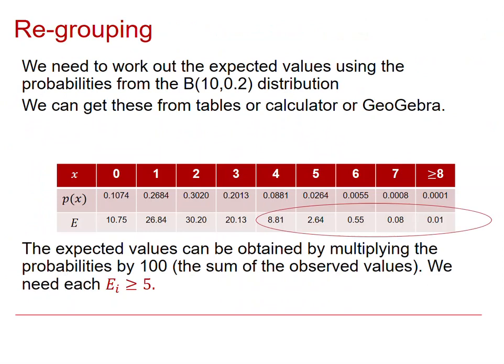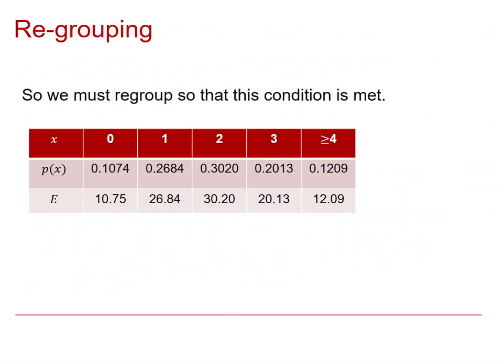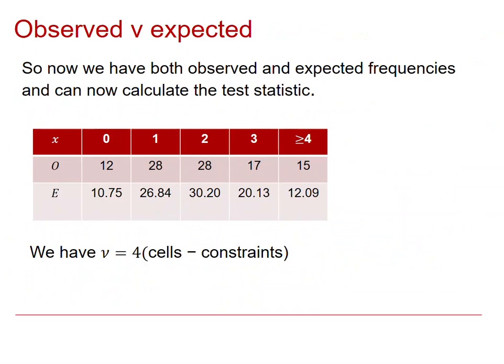You will notice that the values which are bigger than 4 are all less than 5. That means we need to group them together to create a category which has an expected value of greater than or equal to 5. And in this case they're all going to have to be grouped so that our top category is greater than or equal to 4. I've done that here.